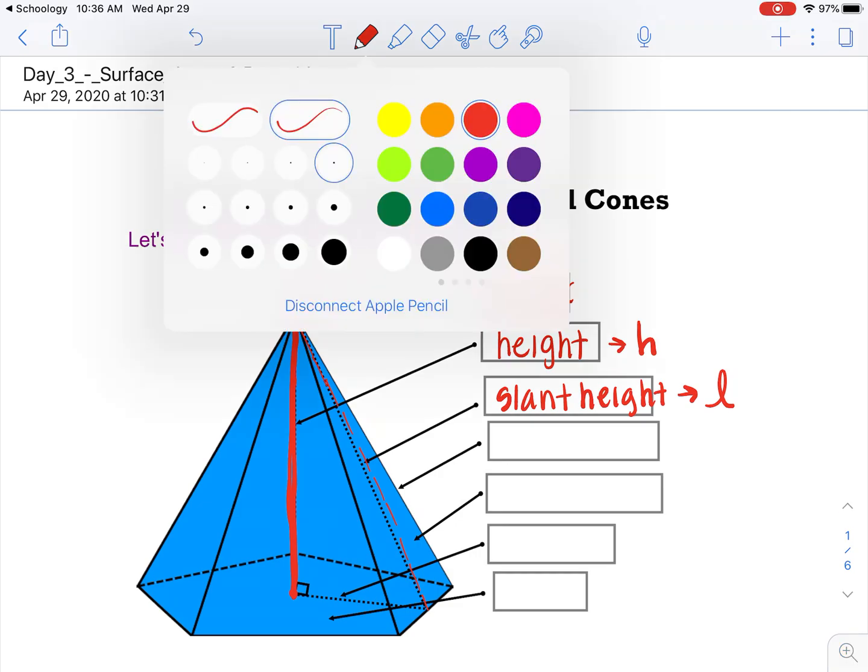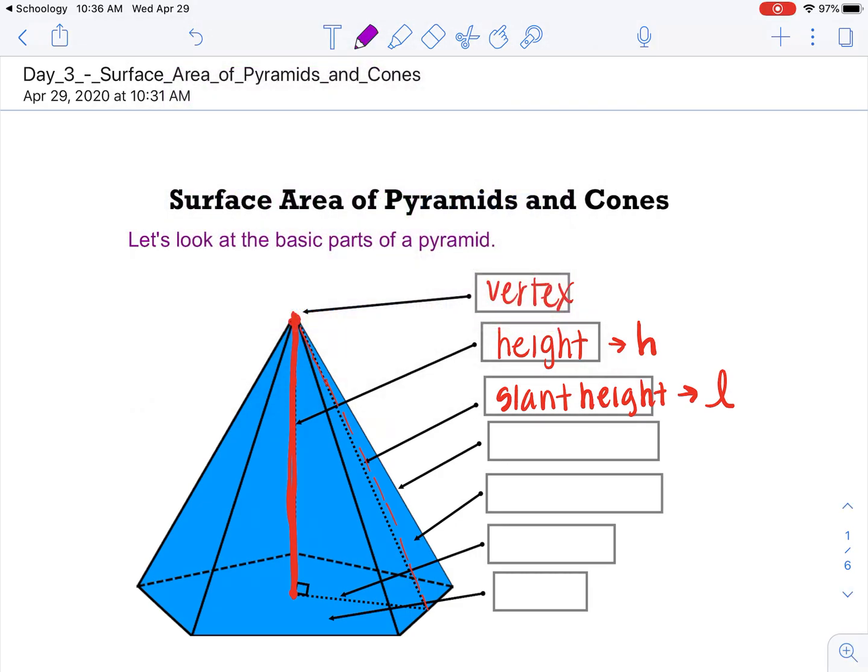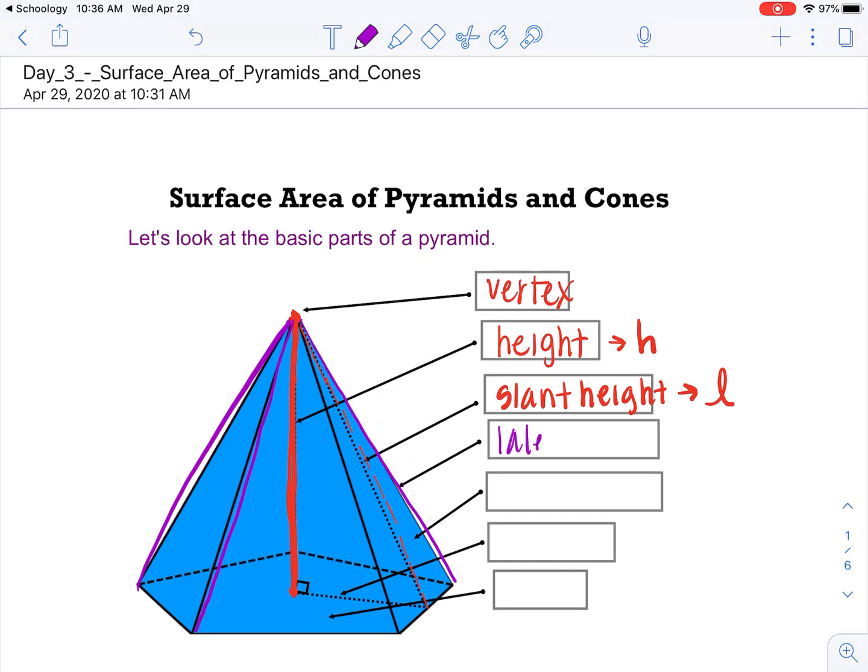All right, the next one, let me change colors here so you can see what it's pointing to. It's pointing to this, which is the same thing as one of these, which is the same thing as this right here. Those are all lateral edges.